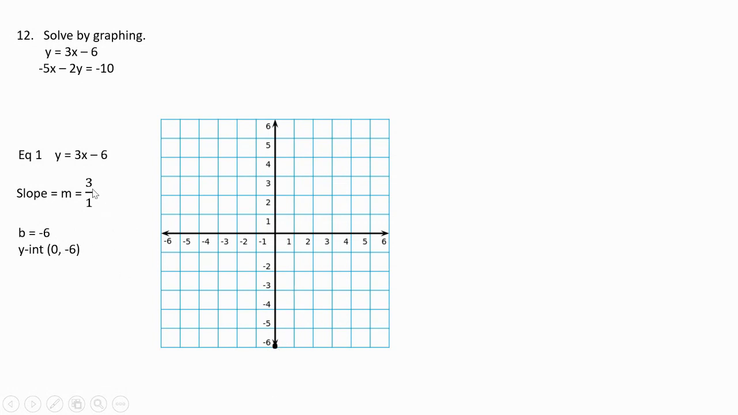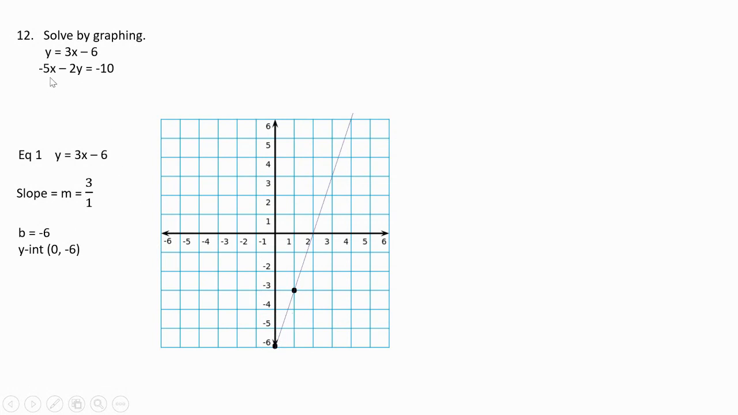See right there. Now the slope is my rise over the run, which means the numerator goes up and down, and the denominator goes across. Since they're both positive, I'm going to go up 3 from the y-intercept, 1, 2, 3, and then 1 across. So that'll be my next point. And then all we do is draw the line.